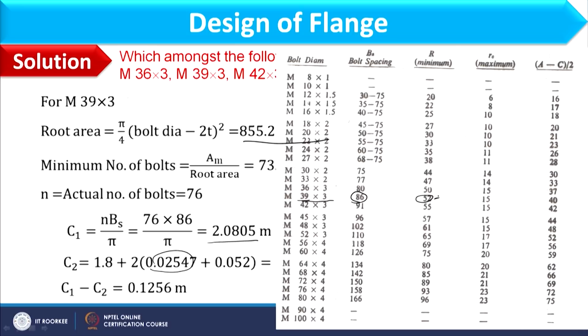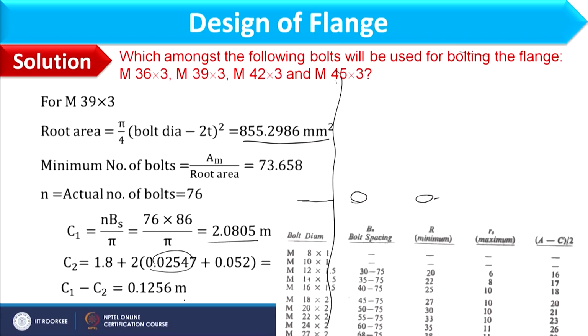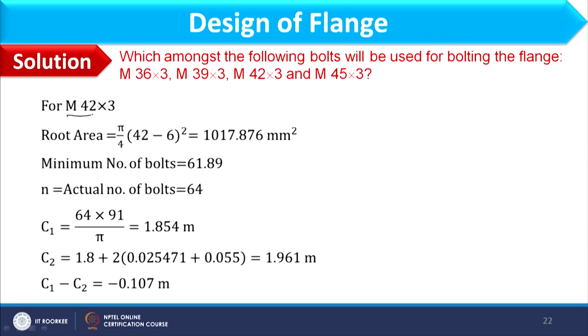And C2 will be equal to 1.8 plus 2G1, and this is corresponding R, which is 52 mm. Now if you see this table, all values are given in mm, even these values. So C1 minus C2 in this case is 0.1256. For the next bolt, which is 42 × 3, we can find root area, which comes out as 1017.876 mm square. Minimum number of bolts is 61.89, actual bolts would be 64.